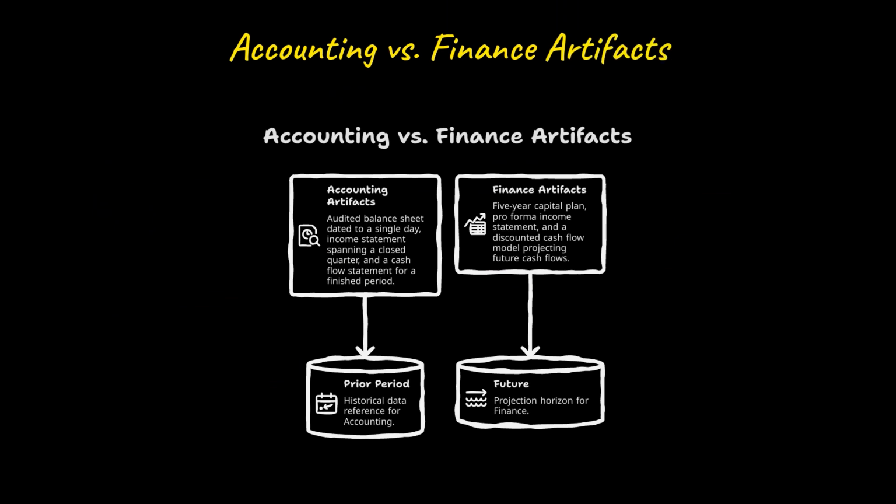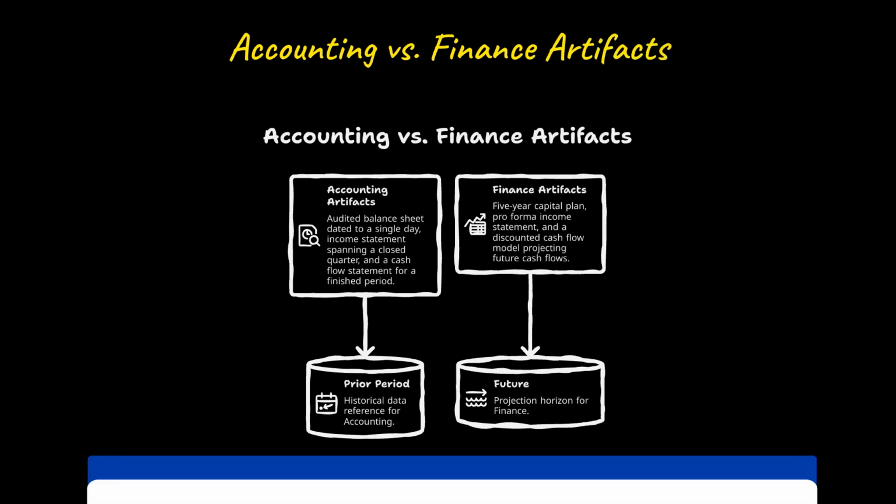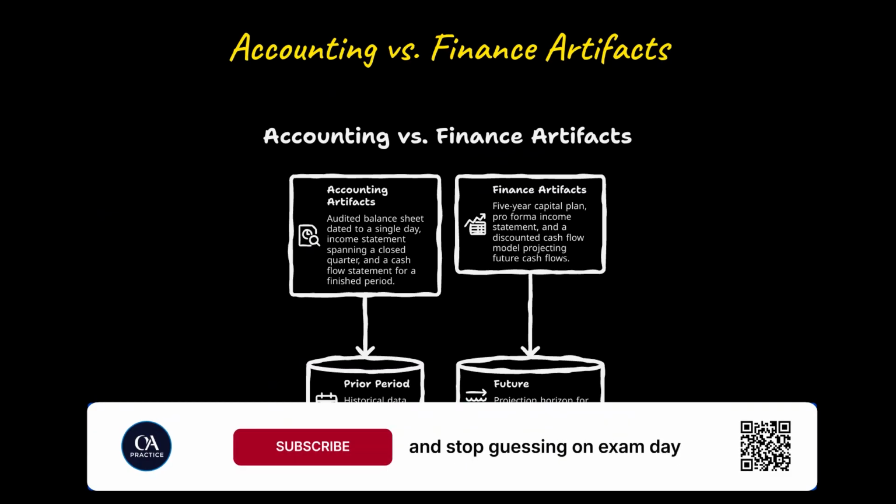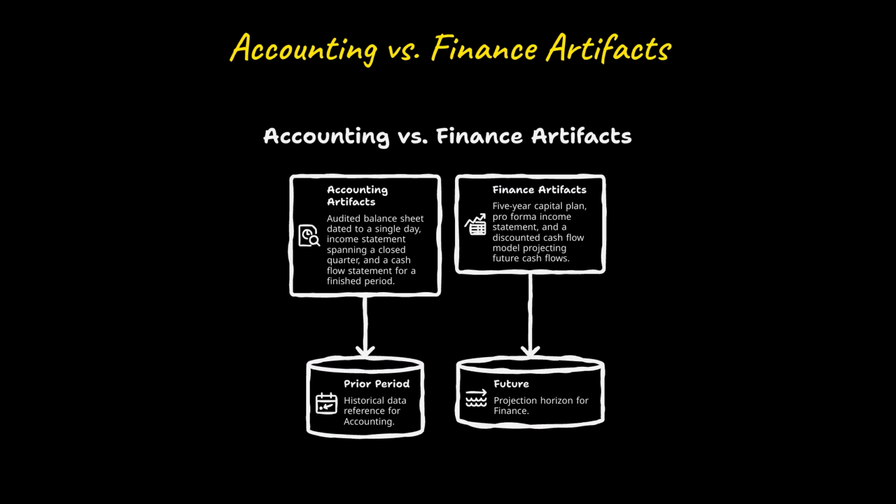Accounting artifacts, the balance sheet, income statement, and cash flow statement, are all records of a period that has already closed, prepared after the fact and reviewed for accuracy. Finance artifacts, capital plans, pro formas, and DCF models, are structured guesses about the future, reviewed for reasonableness rather than precision. To grapple with uncertainty, finance relies on tools like discounted cash flow analysis, scenario modeling, and capital budgeting frameworks, none of which can be built from completed transactions alone.